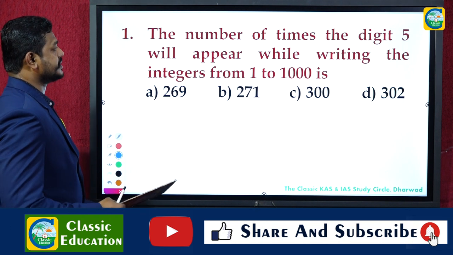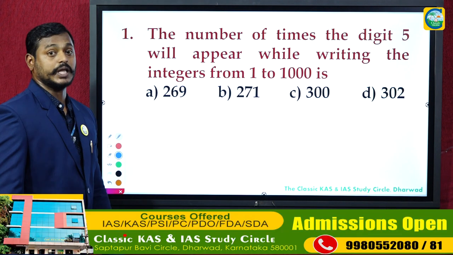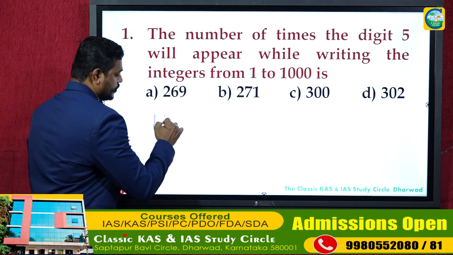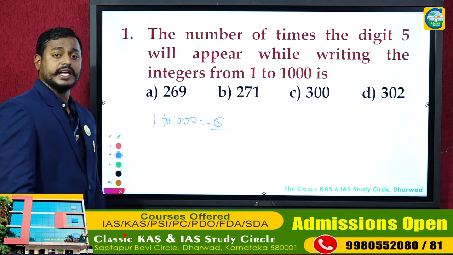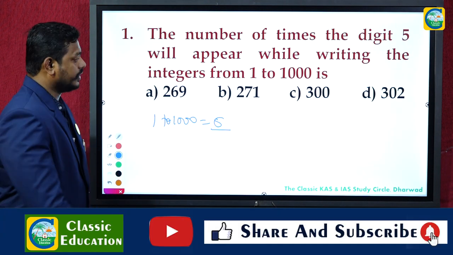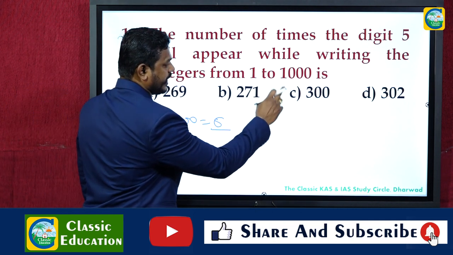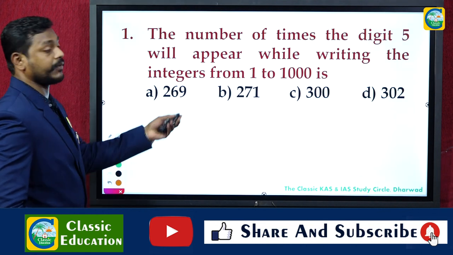The number of times the digit 5 will appear while writing the integers from 1 to 1000. Friends, from 1 to 1000, how many times will the 5 be repeated? The question is like that. The options given are: 269, 271, 300, then 302. Let me see how to solve this type of question.